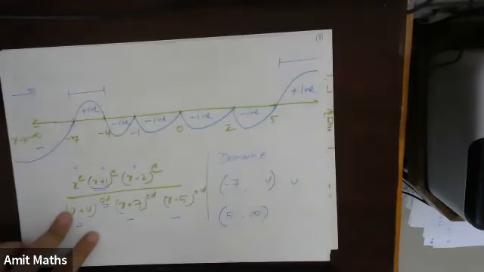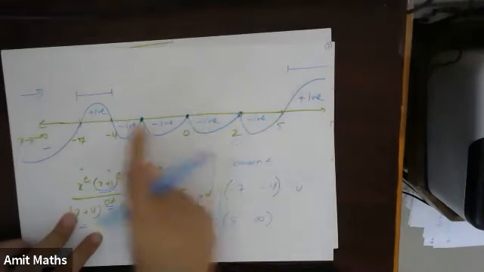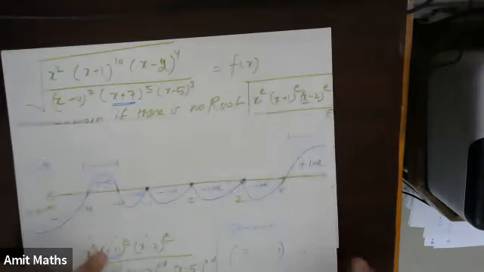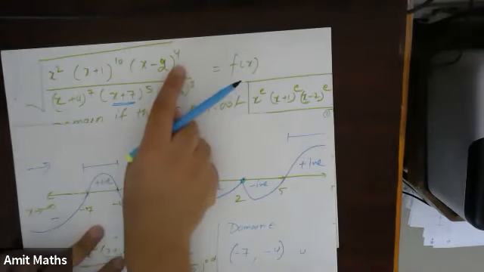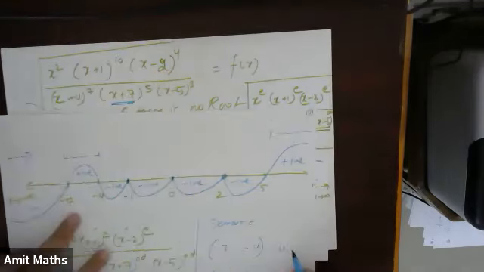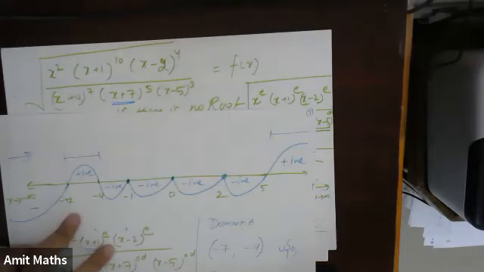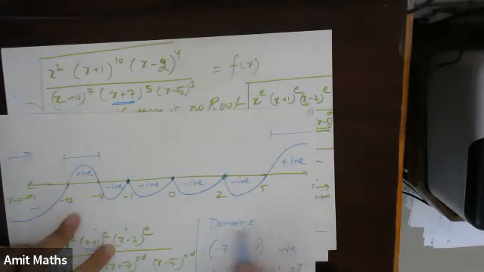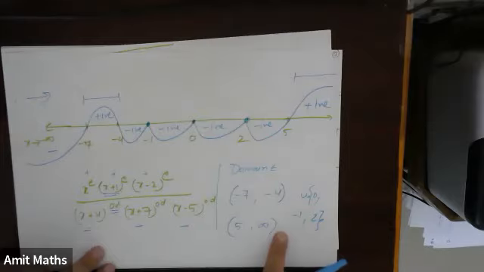Okay. But is this the complete answer? What about these points? At these points, the function is becoming 0. That means under the root, if I am getting 0 in the numerator, it should be valid. So x equal to 0 can be included. x equal to minus 1 can be included. And x equal to 2 can also be included. So this will be the complete domain of the function.